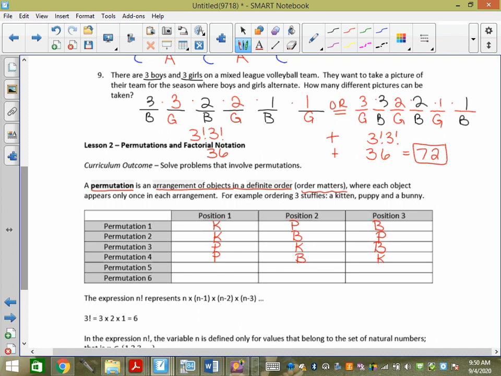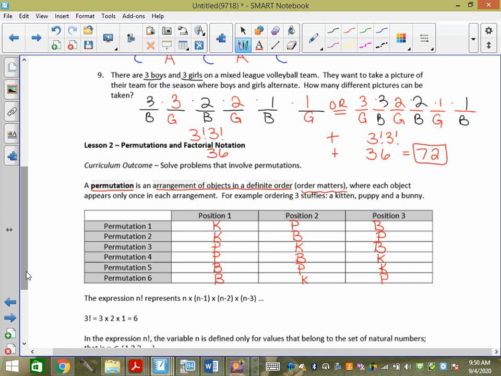He's talking forward. And then what? And then bunny, puppy, kitty, and bunny, kitty, puppy. And then that's as many as we can get, right? So that's 6 different permutations, 6 different arrangements in which it looks different.